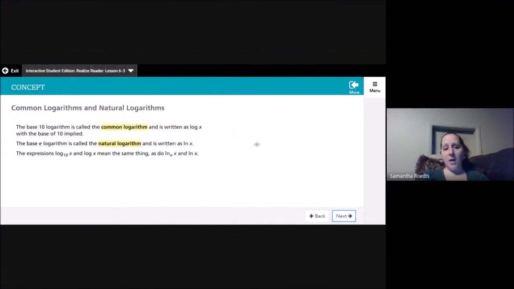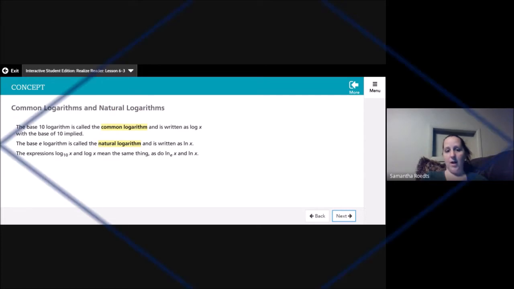All right, concepts: common logarithms and natural logarithms. The base 10 logarithm is called the common logarithm. That's the one we use the most often and is written as log x. The base of 10 is implied. The base e logarithm is called the natural logarithm and is written as ln x. The expressions log base 10 of x and log x mean the same thing, as do ln, log base e of x, and ln x. Okay.